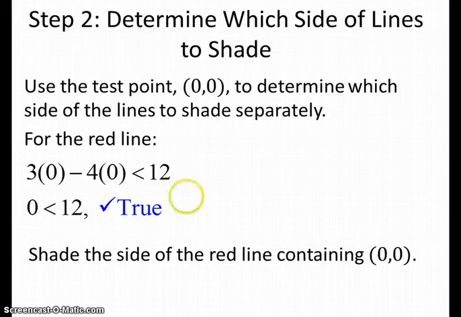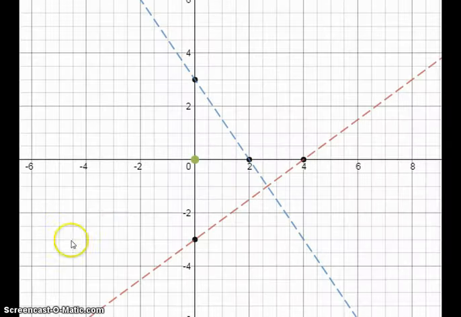But 0 is in fact less than 12, so that's true. And for our first line, (0, 0) is a solution to the inequality, so every point on that side of the line containing (0, 0) will also be a solution. So let's go ahead and graph that. For our red line, we're ignoring our blue line right now, but for our red line, (0, 0) is a solution, so we want to shade above the red line. That's the half plane pertaining to the red line that contains the point (0, 0).